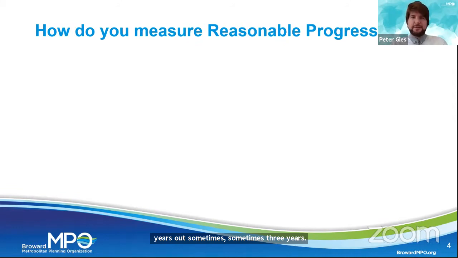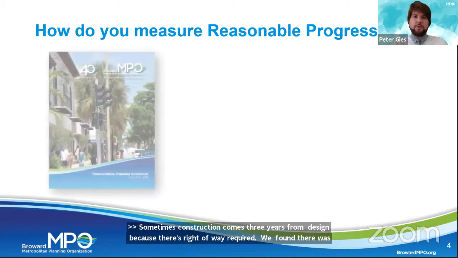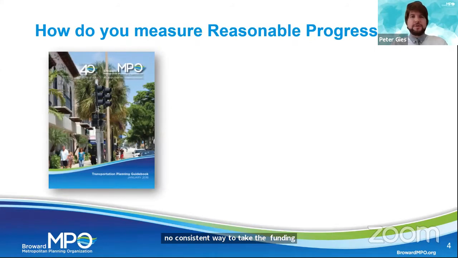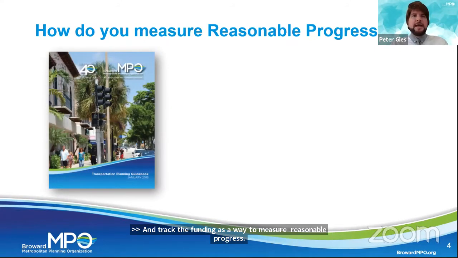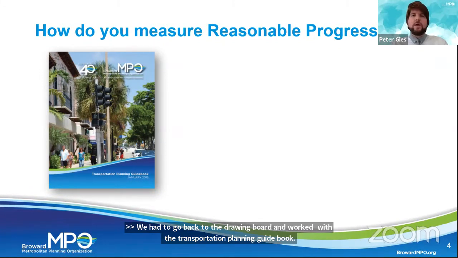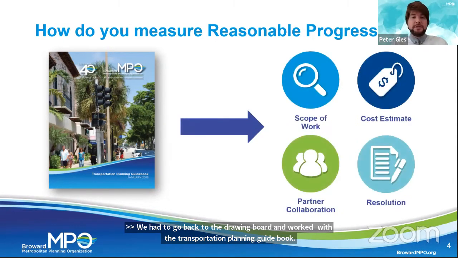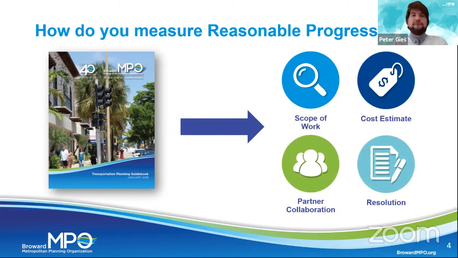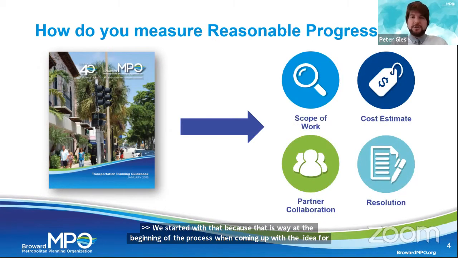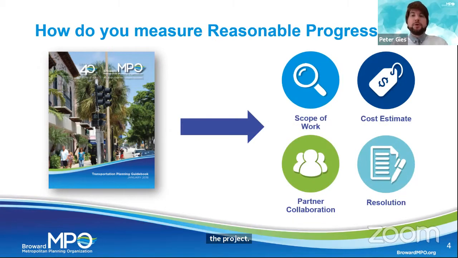So we kind of had to go back to the drawing board, and we started with one of our other work products, which was the Transportation Planning Guidebook. The reason we started there is that it is way at the beginning of the process, when you are coming up with an idea for a project. And what the Transportation Planning Guidebook established were four key elements that a project needed in order to move forward through the programming process. And that was scope of work, cost estimate, partner collaboration, and resolution.